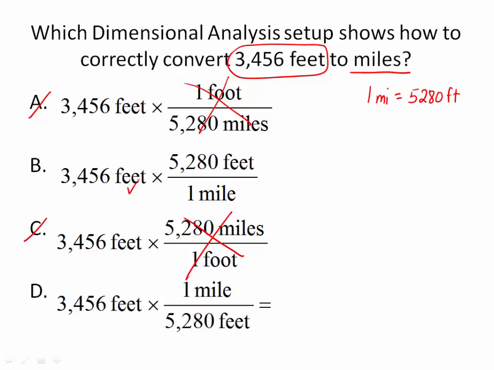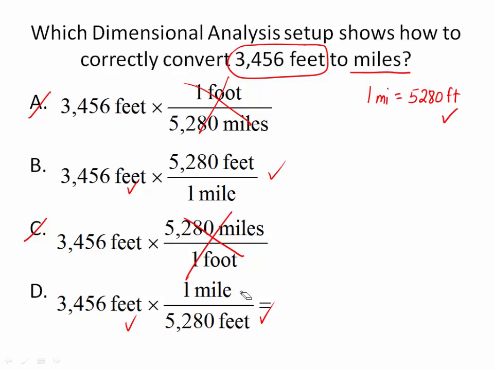They both start correctly. They both start with what I'm given, which is the 3,456 feet. And let's double check the conversion factor. Are there 5,280 feet in 1 mile? And according to my equation over here, yes, that's true. Same thing down here. There are 5,280 feet in 1 mile. So can both of these be correct? And the answer to that is no.